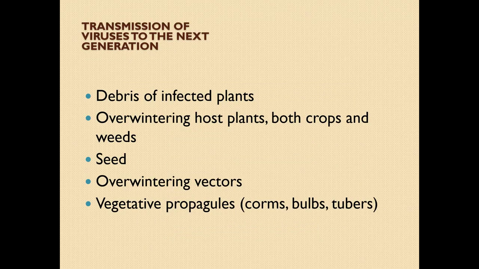Okay, so transmissions of viruses to the next generation. This can happen through the debris of infected plants, overwintering host plants, both crops and weeds, seed, overwintering vectors, and vegetative propagules such as corms, bulbs, and tubers.